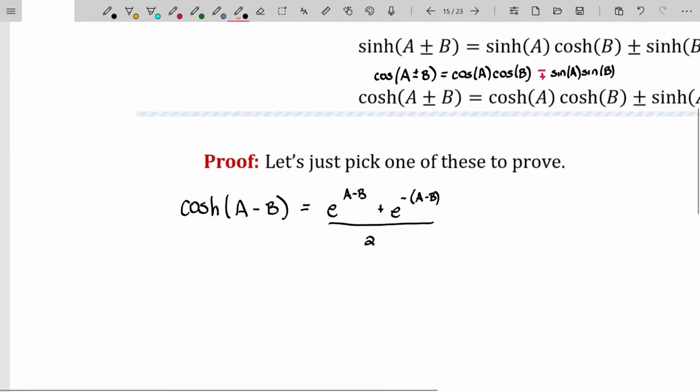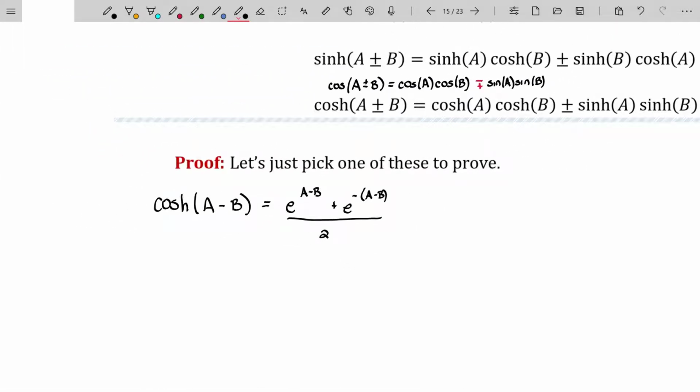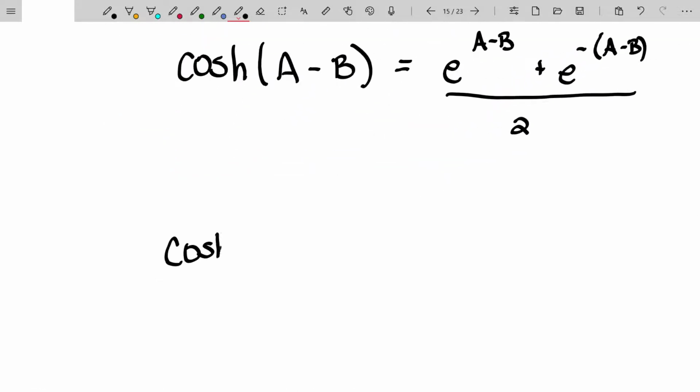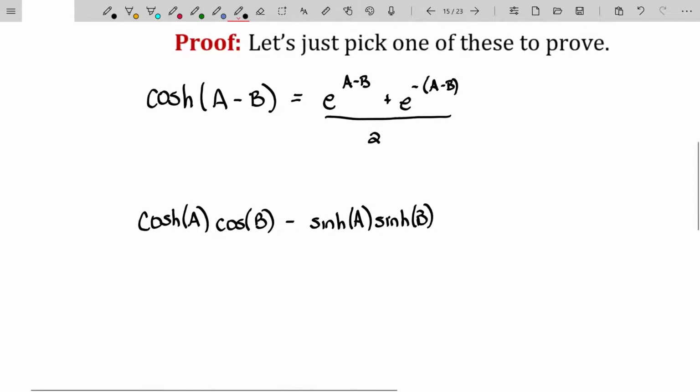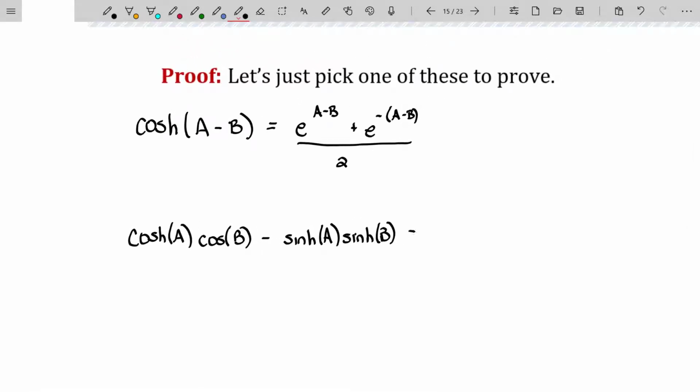Okay. And if you can't see where to go from there, which I don't blame you, that would be a little bit difficult to see, then I'm going to stop there and take a look at the right-hand side. I'm going to look at the cosh of A times the cosh of B minus the sinh of A times the sinh of B. And again, I'll look at that expression in exponential form.